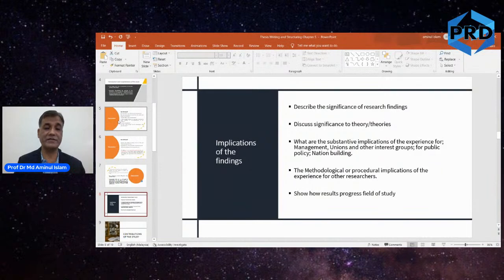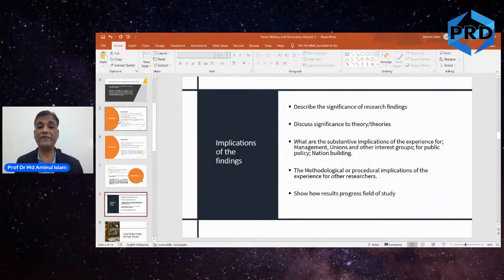Now the implications. If you want to have different sections of implications and contribution of the study, then I'm giving you some clues. Certain universities have both, so I'm giving you a clue here. When you write implications, describe the significance: how significant it is in terms of industry, in terms of the stakeholders of your research premise. Describe the significance in terms of the theory that I have explained.